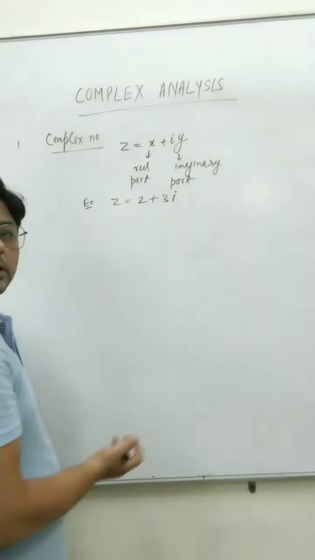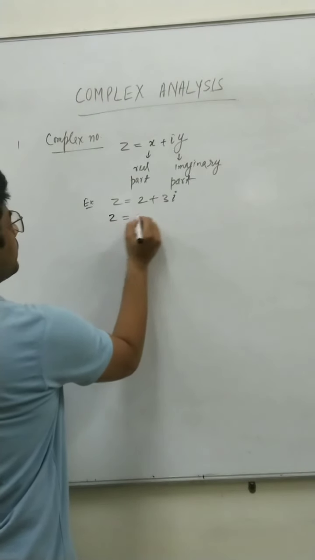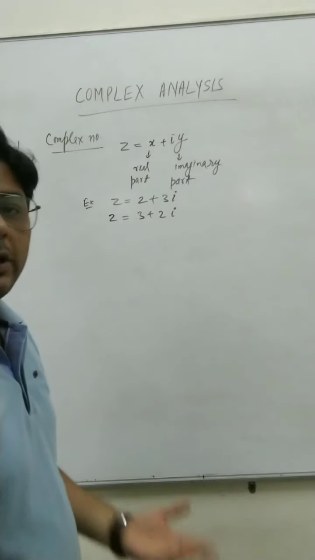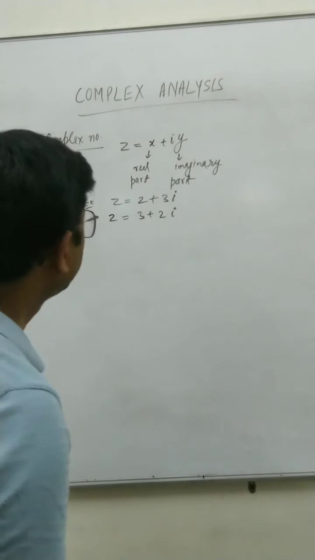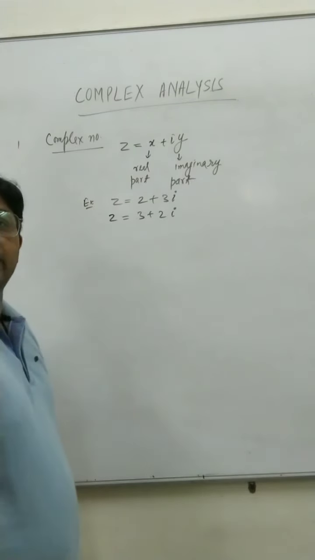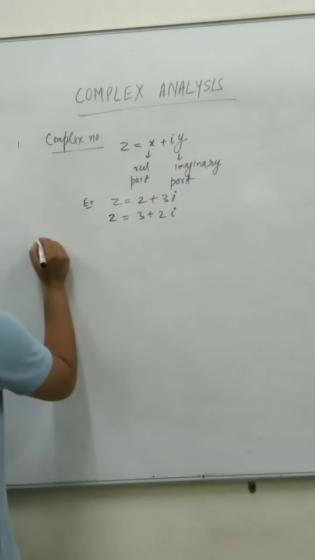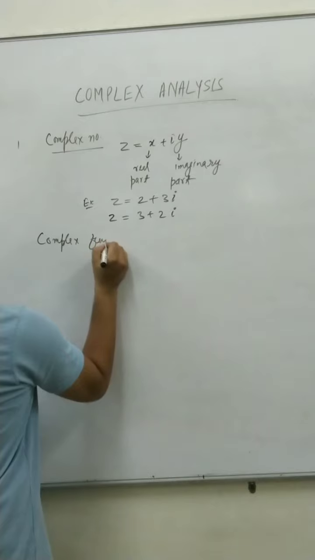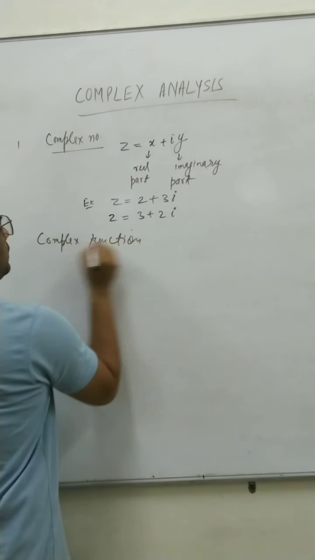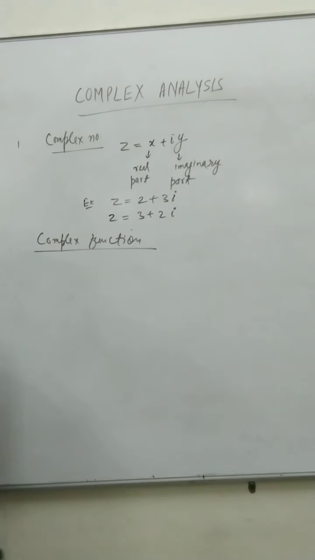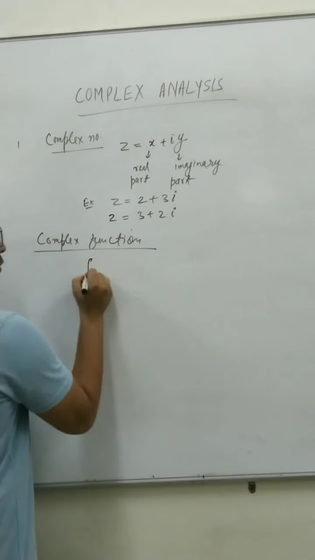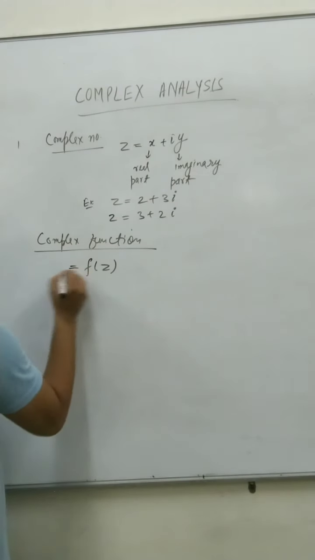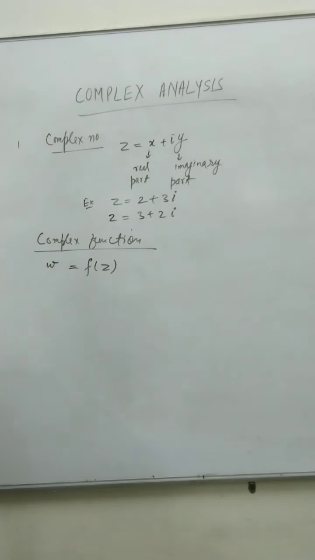Now this is one complex number. Let us take another complex number, 3 plus 2i. As we change the values of x and y, we can find different complex numbers. Now what is a complex function? A complex function is denoted by f(z), and on the left hand side we can take w.